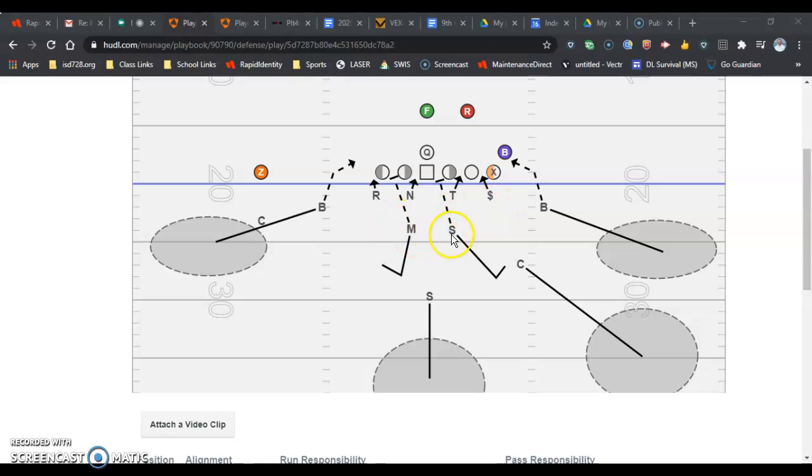Sam and Mike. Sam is our strong side interior linebacker, and Mike is our weak side. They are spill players. Spill players means that they have to spill things out, just like the D line.